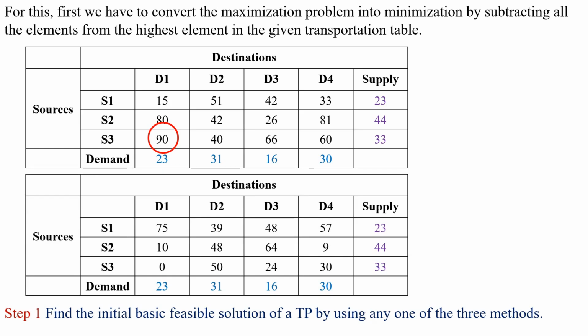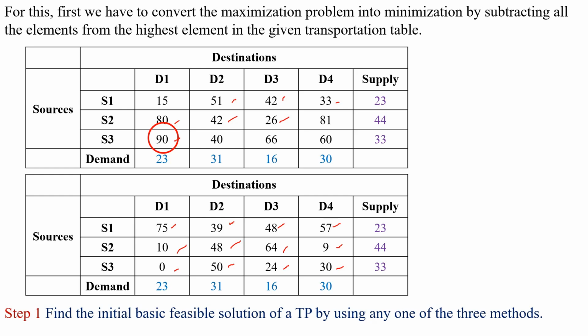So first element 15. So 90 minus 15, this is 75. 90 minus 51, 39. 90 minus 42, 48. 90 minus 33, 57. And 90 minus 80, 10. 90 minus 42, 48. 90 minus 26, 64. 90 minus 81, 9. And 90 minus 90 equals 0. And 90 minus 40 equals 50. And 90 minus 66 equals 24. And 90 minus 60, that is 30.